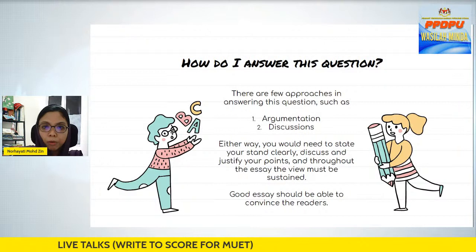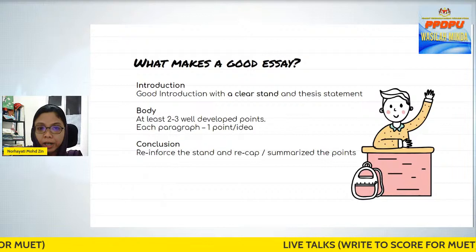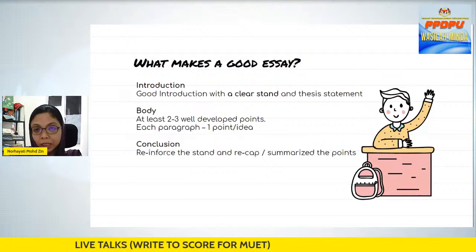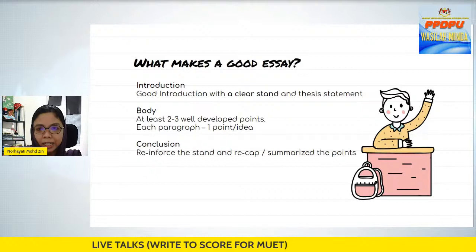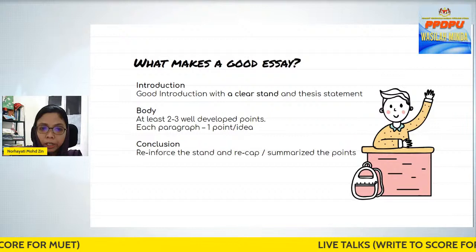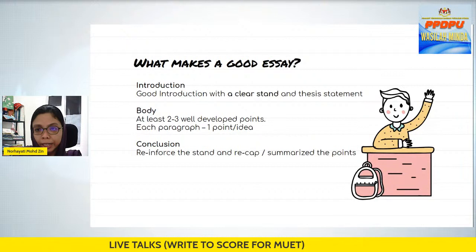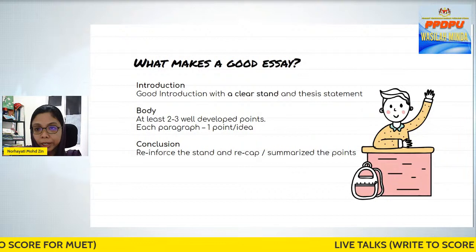Okay, now let's look at what makes a good essay. This is very brief, yeah. Because we have very limited time, we only have 50 minutes, and you only have to write around 250 words, I would always advise my students to plan at least 5 paragraphs. You should have an introduction. You should have your body, 2 to 3 developed points. Personally, I would advise 3 developed points. Then you have a very strong essay, and then you have a conclusion, okay?